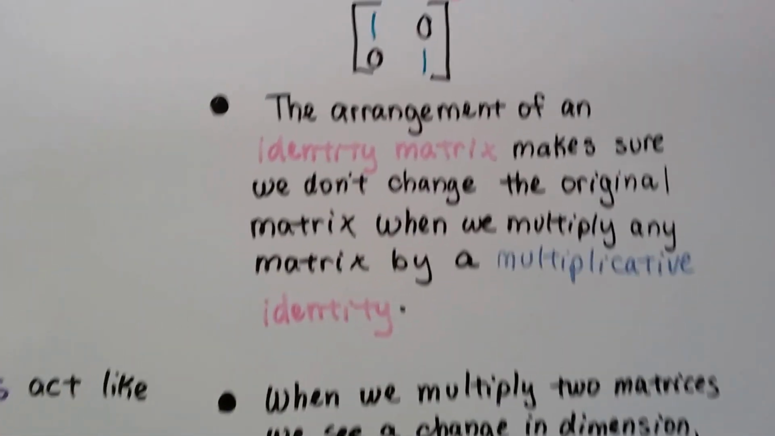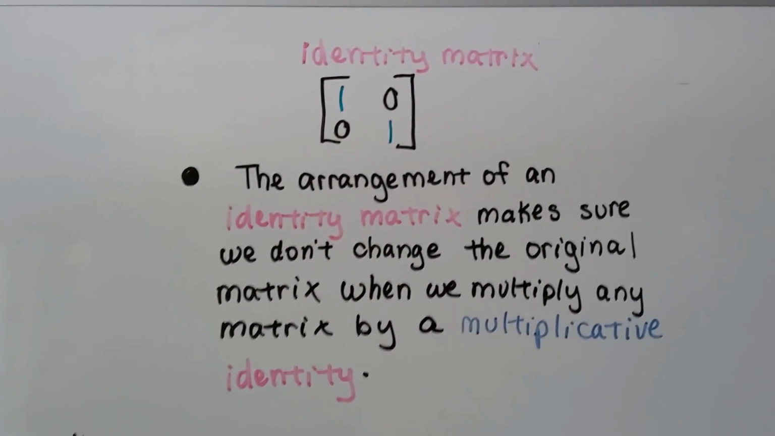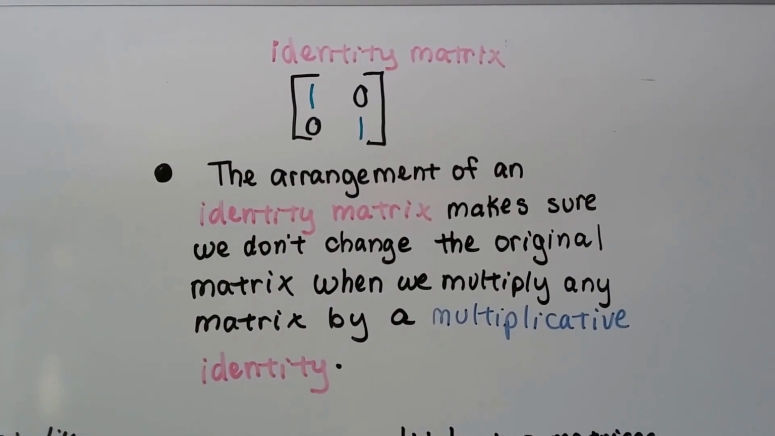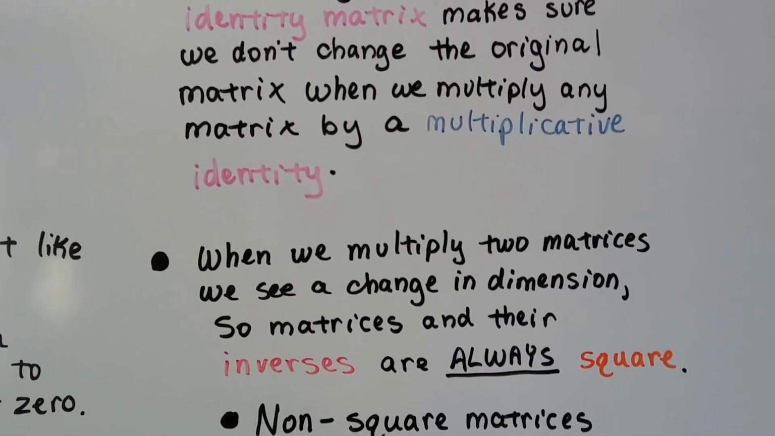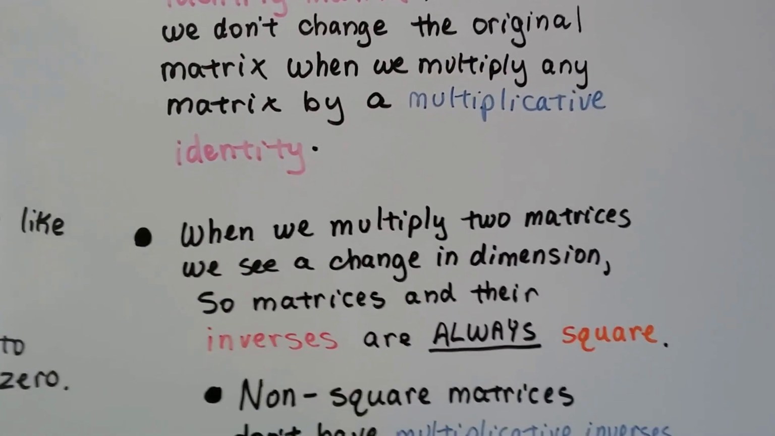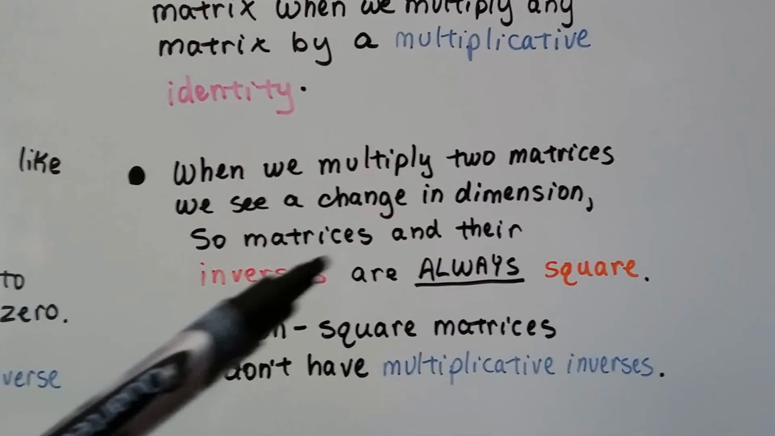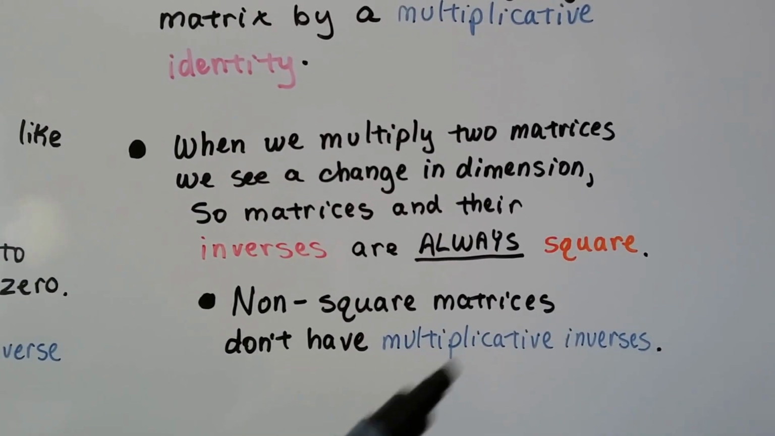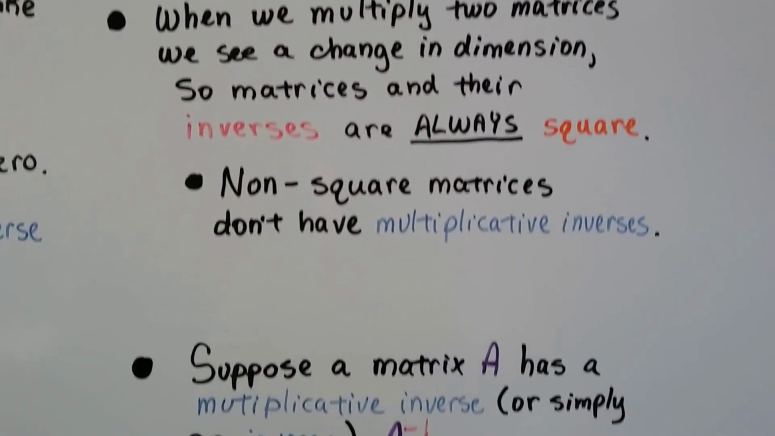So here's our identity matrix. We've got our 1s coming down the main diagonal. And the arrangement of an identity matrix makes sure we don't change the original matrix when we multiply any matrix by a multiplicative identity. And when we multiply two matrices, we can see a change in dimension. So matrices and their inverses are always square, because we can't change the dimension. Non-square matrices don't have multiplicative inverses. All right, so they've got to be square.